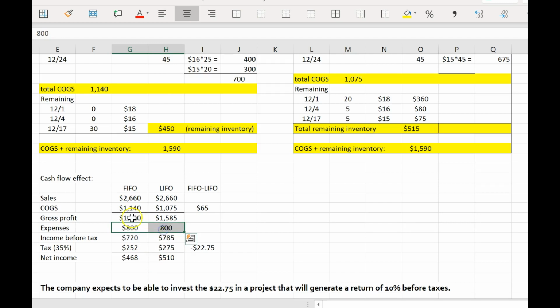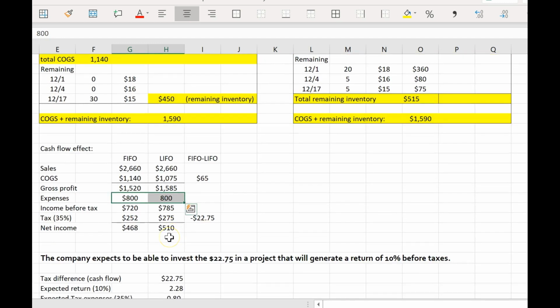Assuming expenses are the same across these two cases, which would be true because how you account for your inventory wouldn't change how you use electricity, for example, or buy insurance for your factory. So operating expenses would be the same across these two scenarios. So that means income before tax will be different because gross profits are different. Tax expenses will be different too because tax expenses would be 35% of income before taxes.